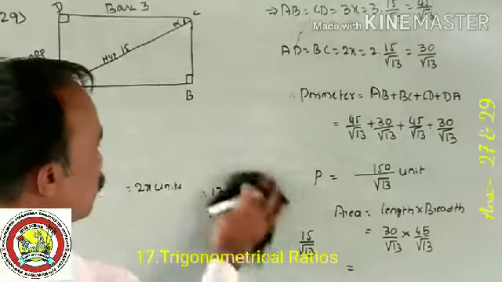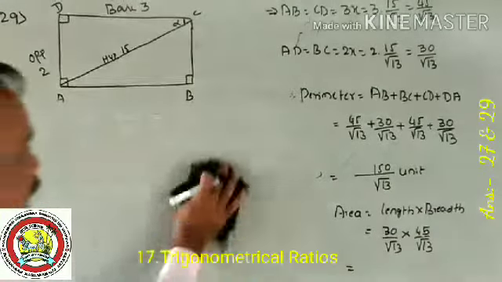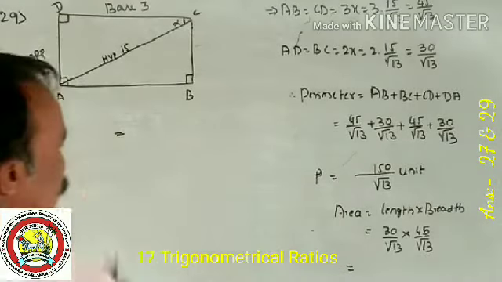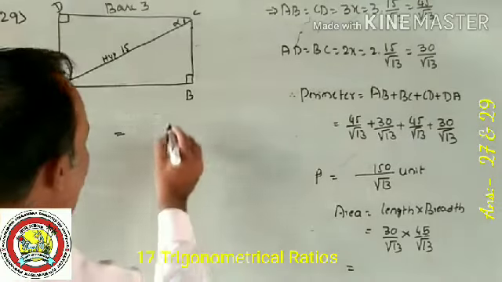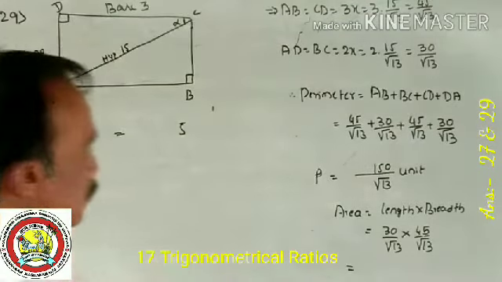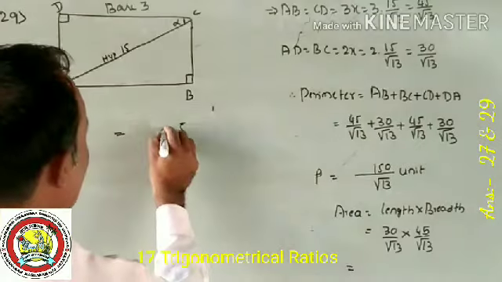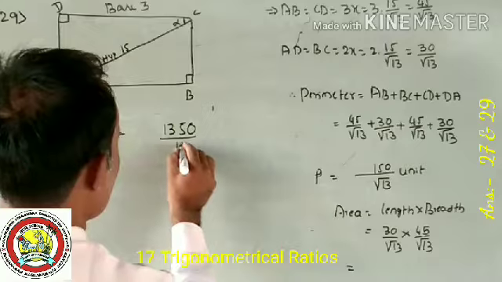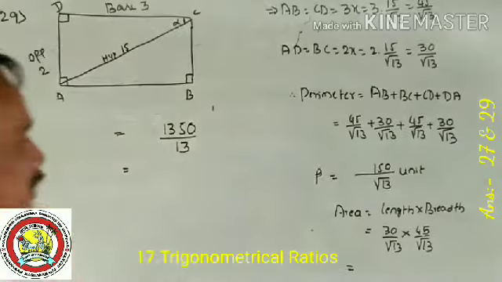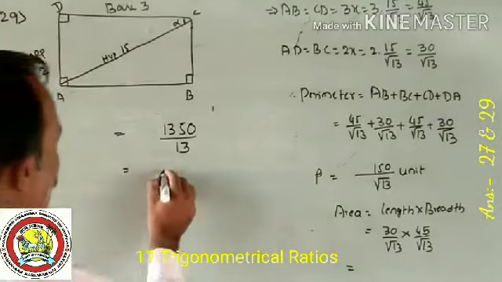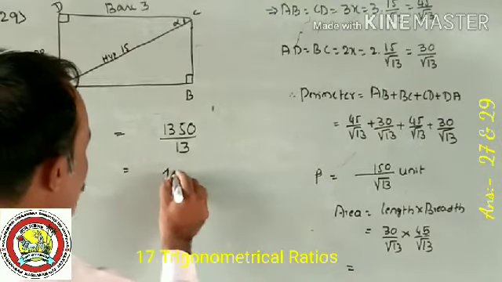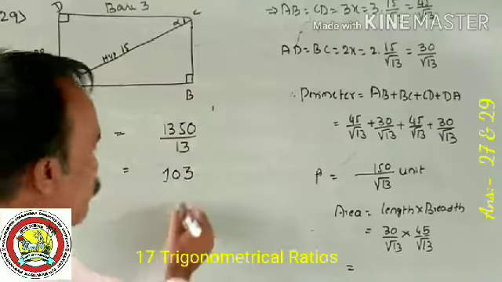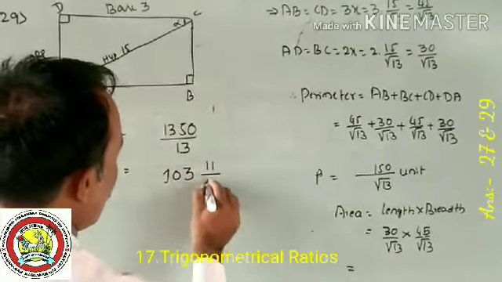Let's multiply 30 and 45. Yes, this is equal to 45 into 3. 3 5s are 15. 1 carry. 3 4s are 12. 12 plus 1, 13. Put 1 0 divided by root 13 into root 13, that is 13. 1350 by 13. So 13 1s are 13. Put 0. 15 by 13. 13 3s are 39. Remaining 11 divided by 13.